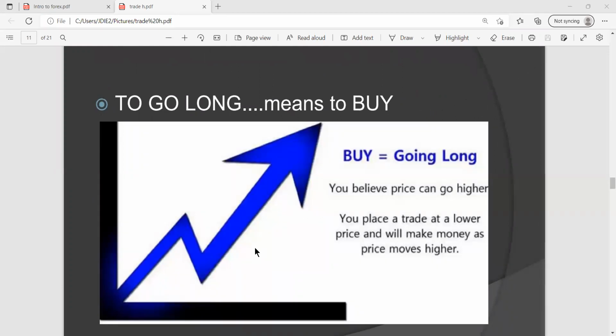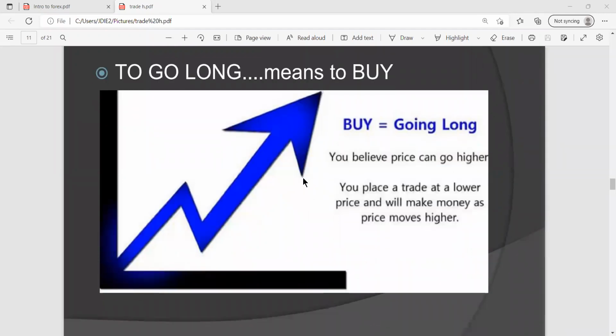Now there are some terminologies that you should be used to when trading. There are a few terms you should know when you're about to begin trading. These are the terms we use as forex traders. To go long means to buy.